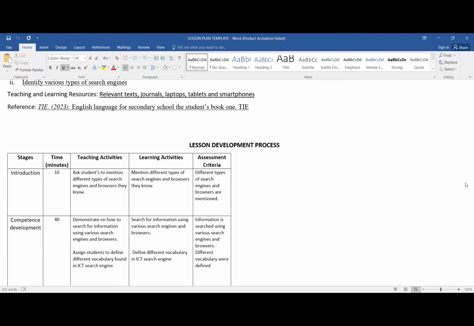So what you can do in the introduction, you have to consider engaging your learners. Engagement can appear in all stages, but mostly it is supposed to be seen at the introduction part. Why do we say that engaging is supposed to be seen at the introduction part? Because the introduction part is the part where you make your students ready to receive the new information that you're going to give them.